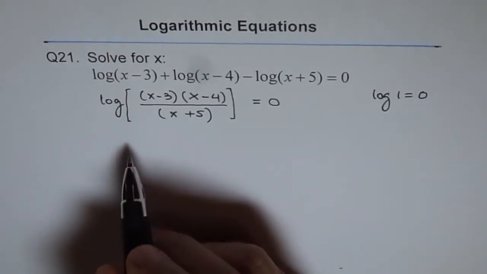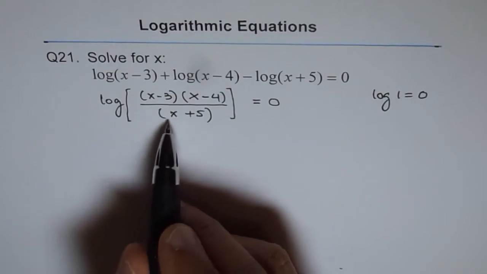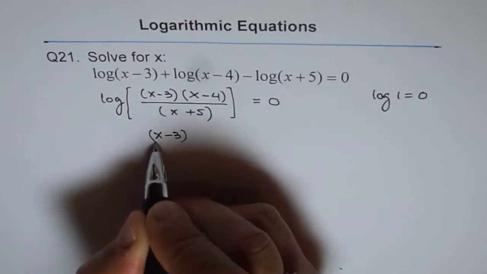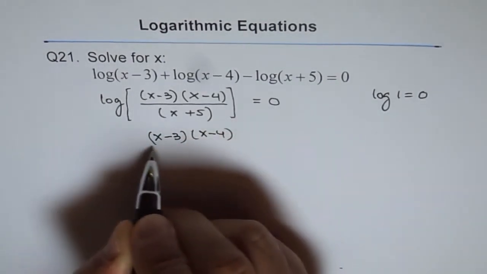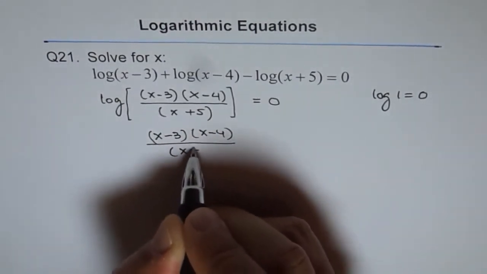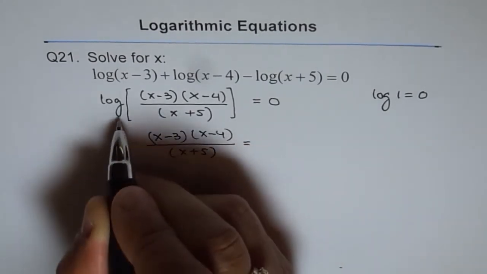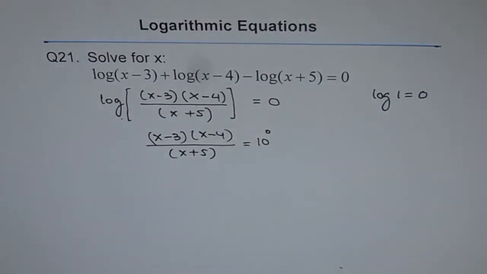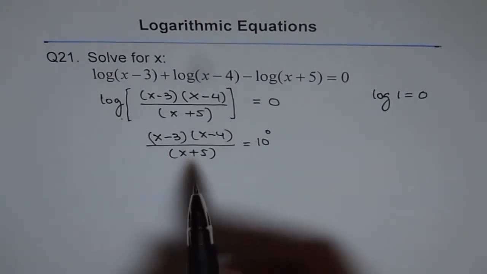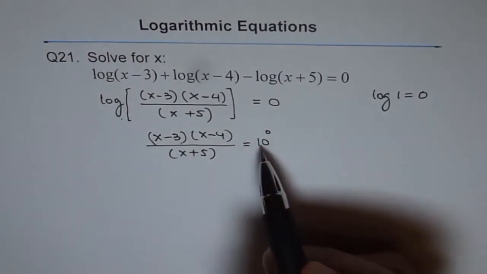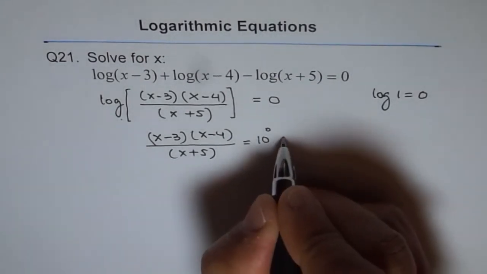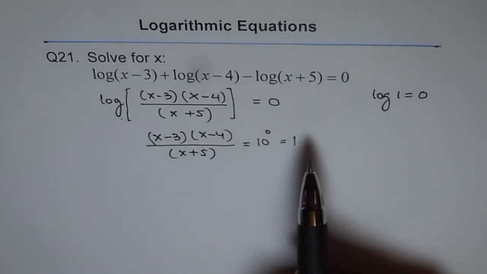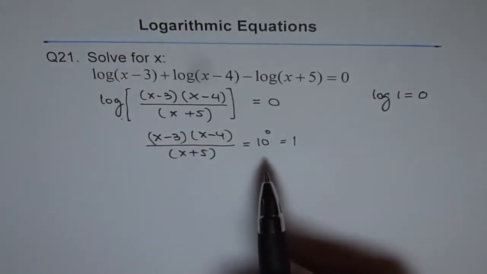The second way is, we can also write this as, this is to the base 10. So we can write from here (x - 3)(x - 4) divided by (x + 5) is equal to 10 to the power of 0. This 10 is the base, correct? So that is another way, and that is also 1, right? Anything to the power of 0 is 1. So both are the same thing, correct? Either way, you get the same result.